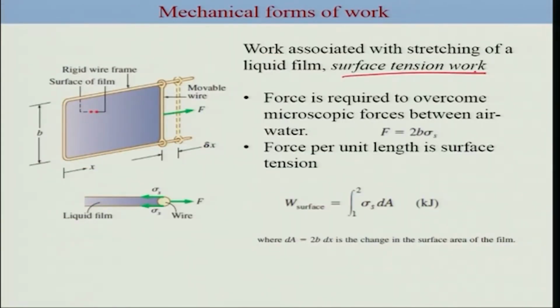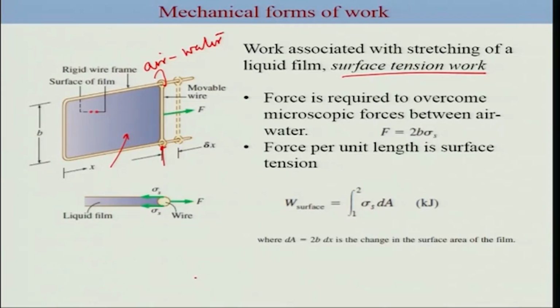The other example of mechanical form is surface tension work. So now this is a rigid wire frame which contains the film. This is simply, let's say, a water film. Now the air is outside, so there are two interfaces. So there are two water-air interfaces. As we know, surface tension acts on the interface. So you have two lines of interfaces, which essentially is associated here.